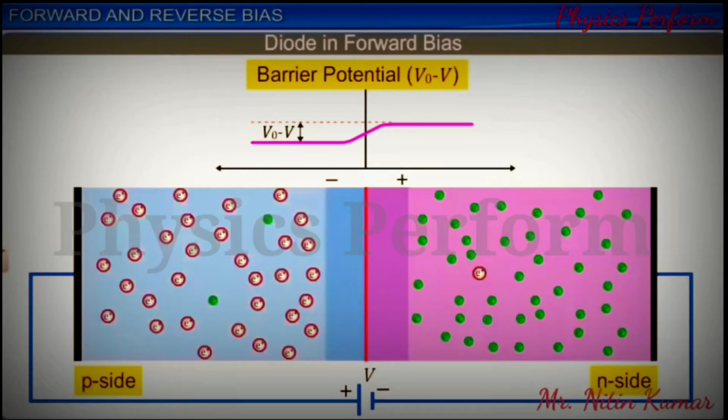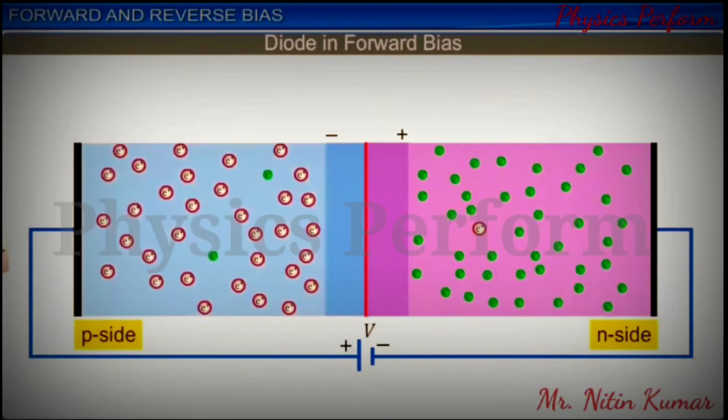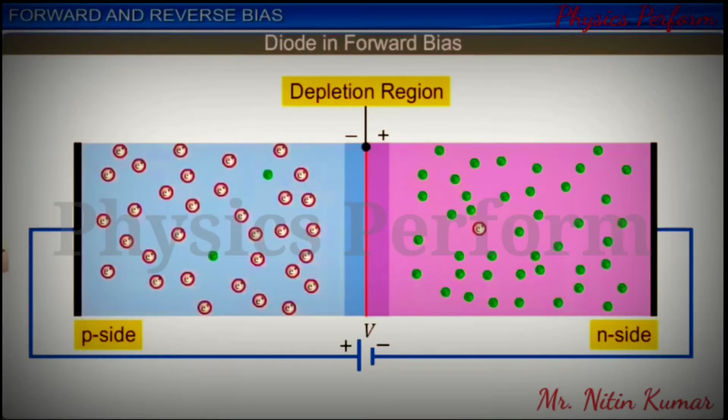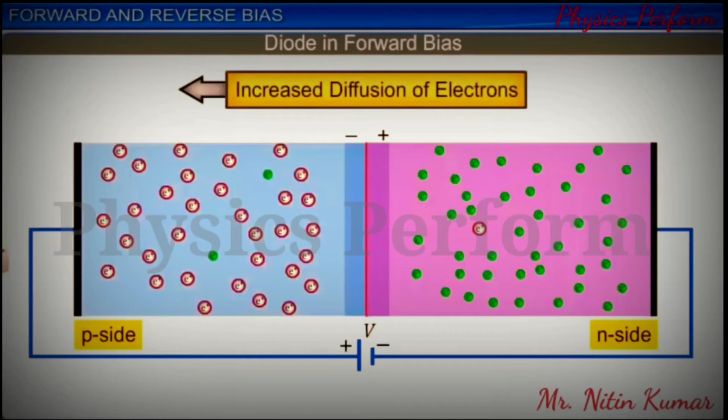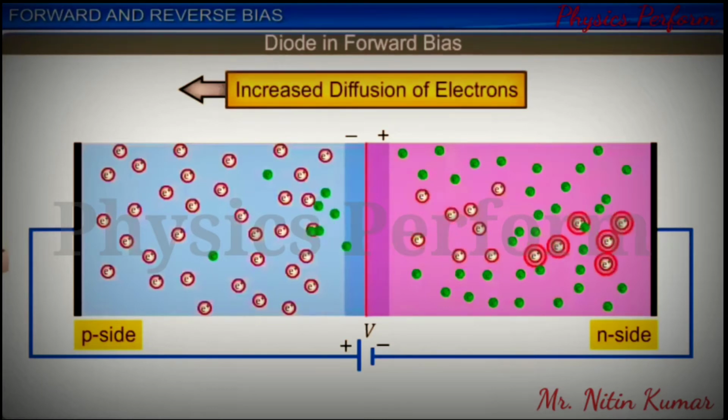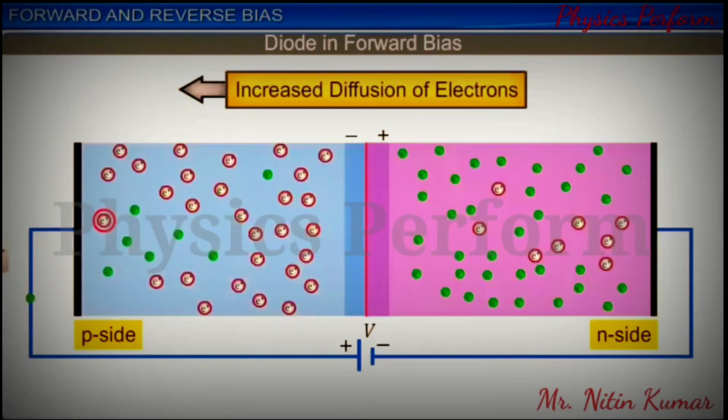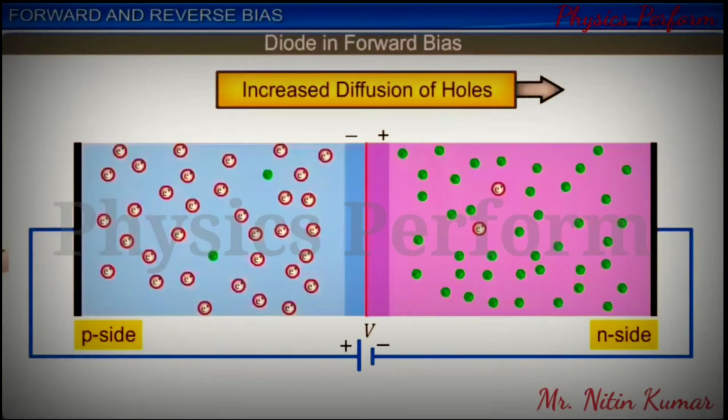Also, when a diode is forward biased, the width of the depletion region around the p-n junction decreases. The lowering of the barrier potential and the decrease in the width of the depletion region leads to an increase in the diffusion of electrons from the n side to the p side. Simultaneously, the diffusion of holes from the p side to the n side across the p-n junction also increases.